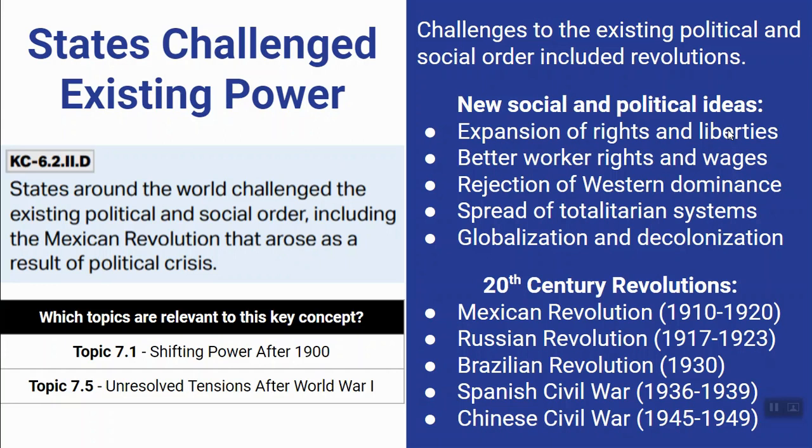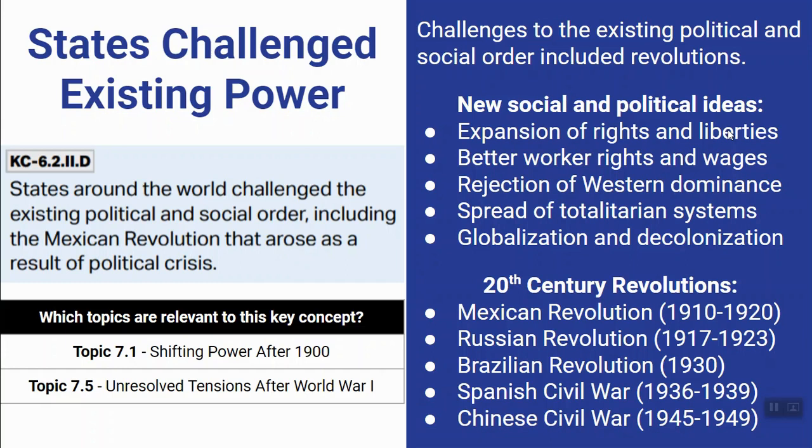That included some new social and political ideas like the expansion of rights and liberties generally, and that was discussed in the constitutions of the Ottoman Empire, Mexico, Brazil, and others, of course the United States before, France as well. This time also saw the expansion of worker rights and better protections for labor and better wages.